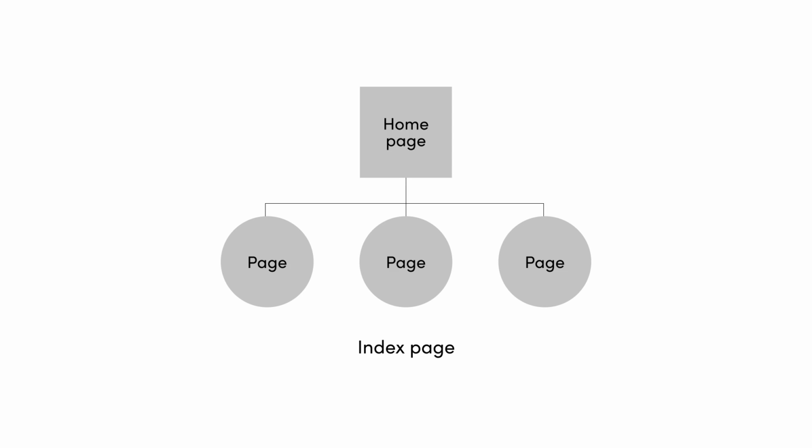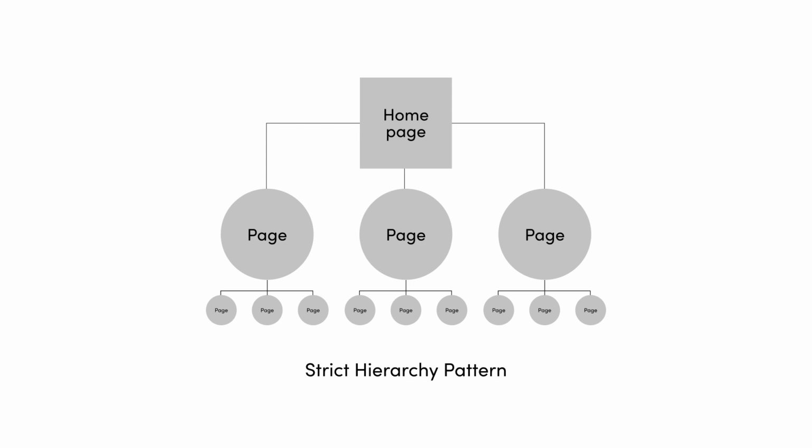Now, the third one is called an index page. This is probably the most popular structure that you know. You have a home page, and that home page links to all of the other pages available on the website. So that is super, super popular. When you get into a more complex website, you get into what we call a strict hierarchy pattern, which means you have a page, let's say a blog page, and then under the blog page, you have maybe individual blog posts. And so you go down the hierarchy, you have sub pages of a category.